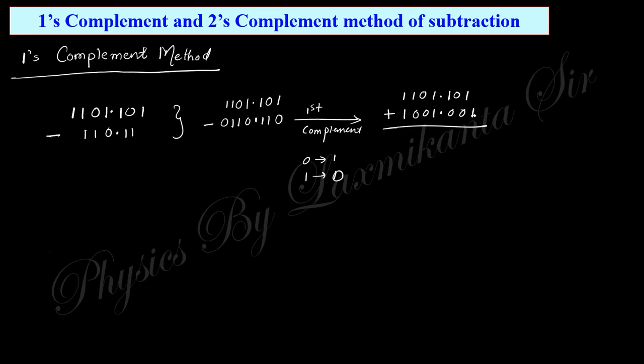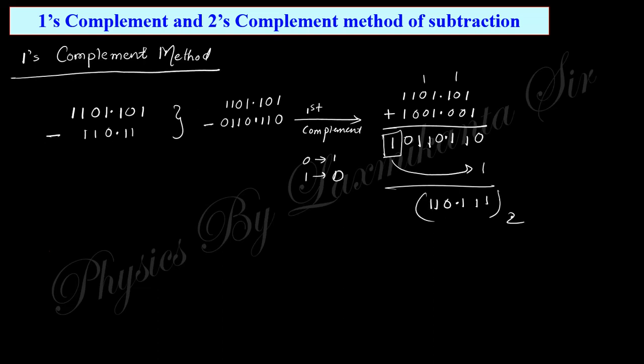You know, addition is easier than subtraction. So, 1 plus 1 gives you 10, and so on, with the point. There is an extra carry, so this is added here, and you will get 111.011. This is actually the answer of this subtraction.